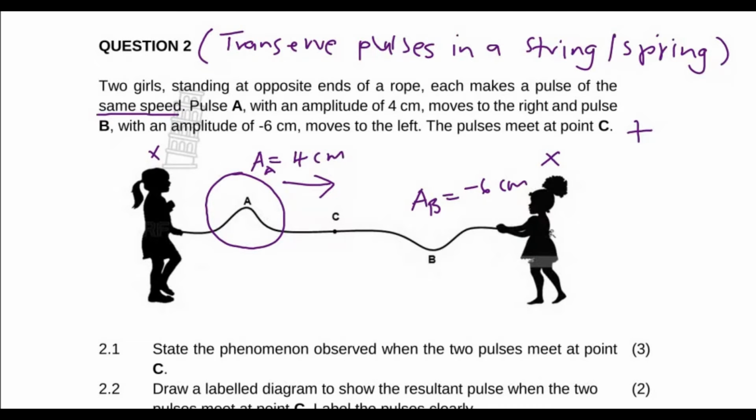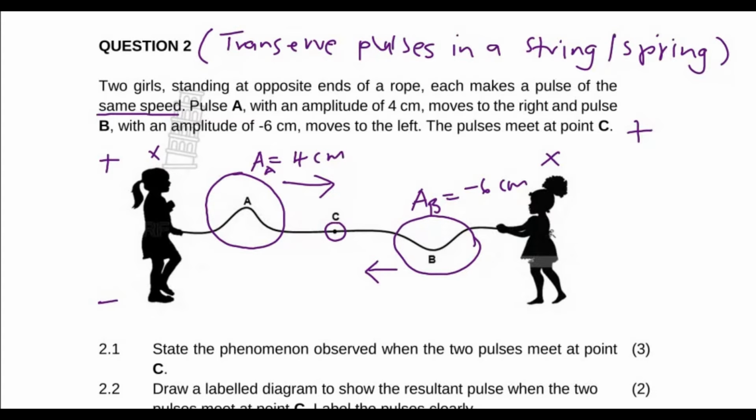They're saying that AB, which is our amplitude, has a value of -6 centimeters. So essentially, that negative for them just tells us the direction. So if this direction going up is positive, this direction going down is negative. And then the pulses, if they are heading towards each other, B is heading to the left and A is heading to the right, they will meet at some point or overlap at C.